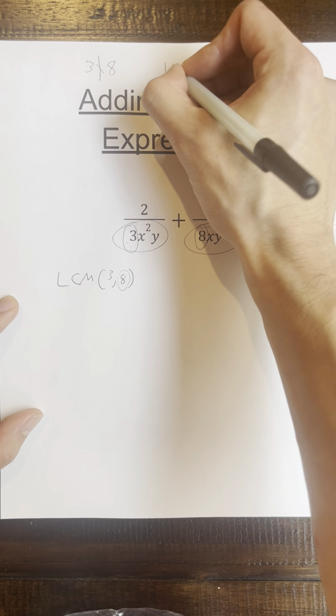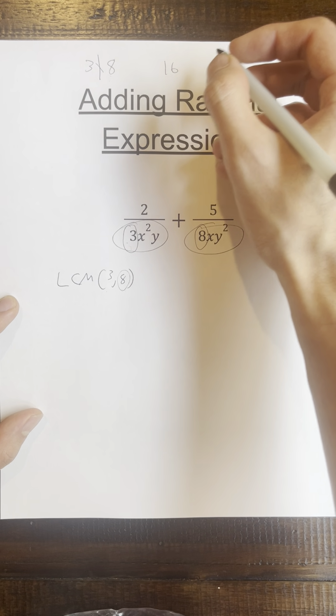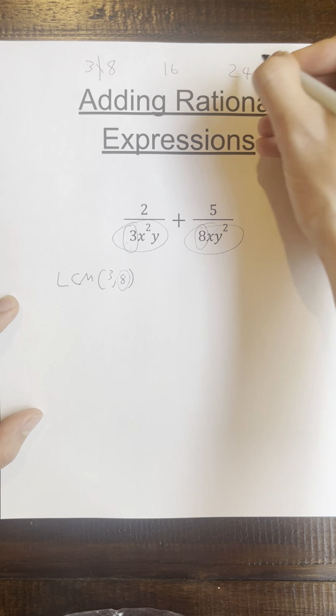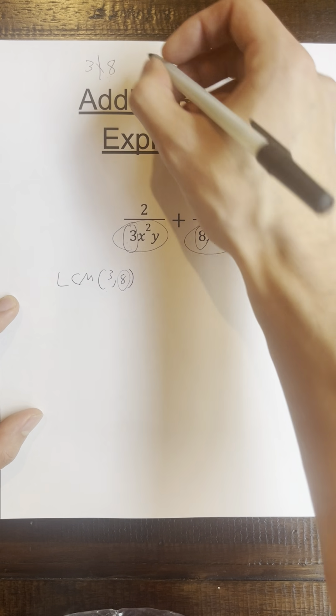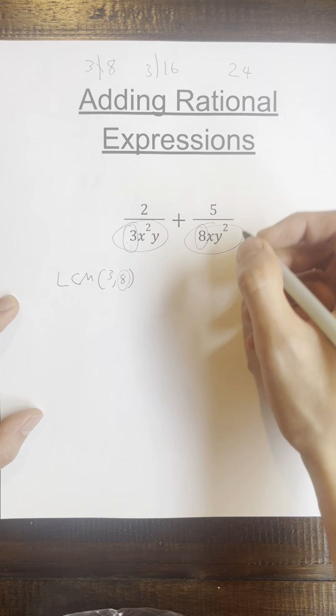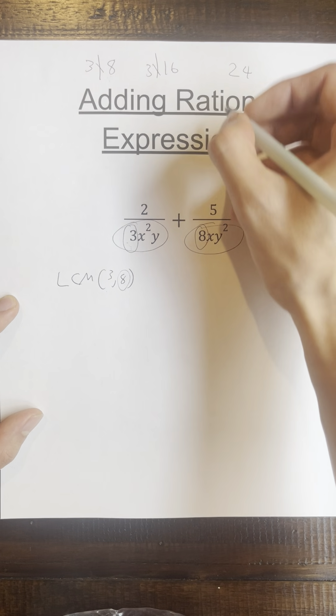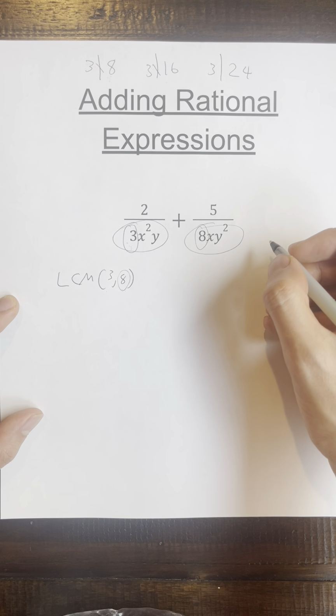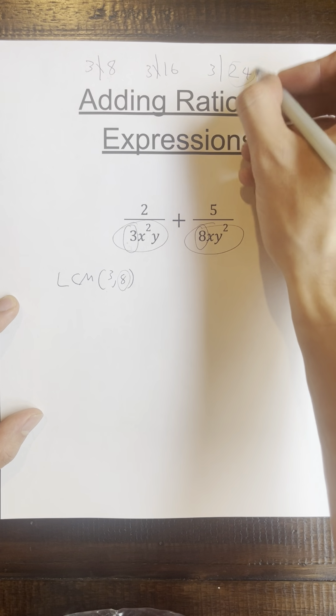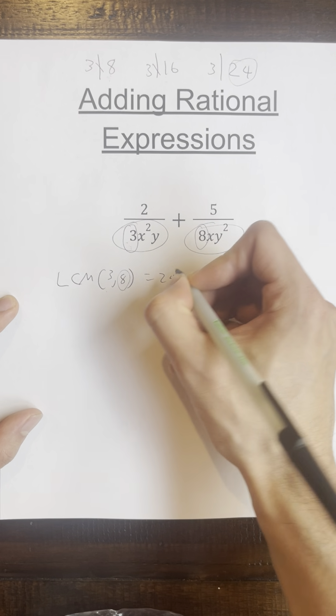So we're just counting up. So 8, 16. Next multiple of 8 would be 24. Yeah, so count by 8s. Does 3 evenly go into 16? No. Does 3 evenly go into 24? Yes. So that makes 24 the least common multiple.